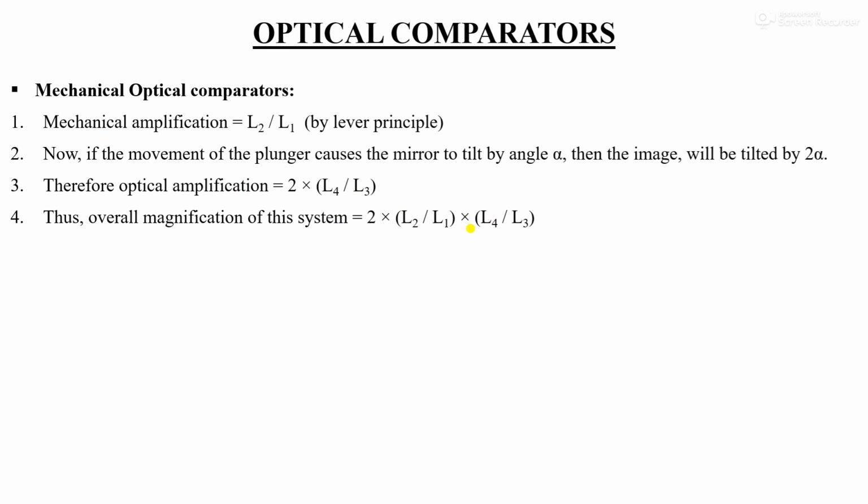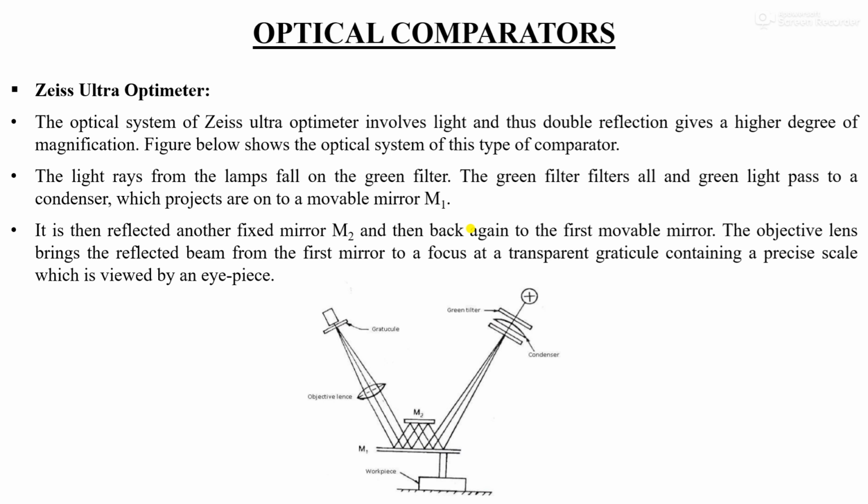Okay. Next is the Zeiss ultra optimeter. The optical system used in the Zeiss ultra optimeter uses a light, and it uses double reflection in this system. Therefore, we get a higher degree of magnification.